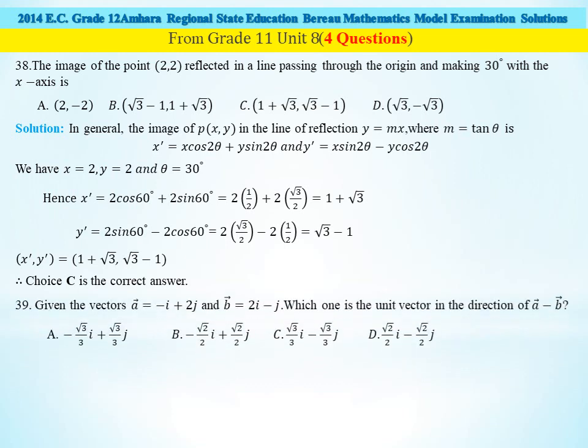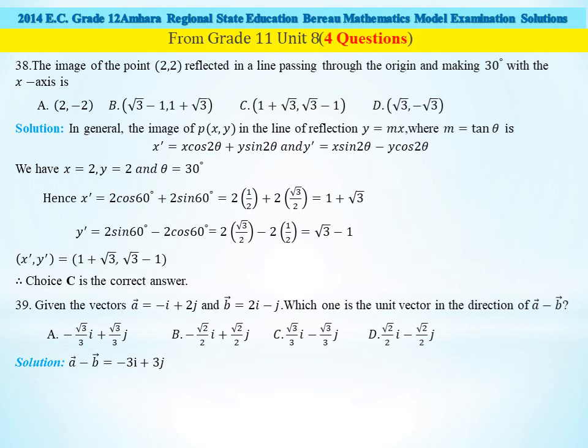Question number 39: given the vectors, vector a is this one and vector b is this one, which one is the unit vector in the direction of vector a minus vector b? So both vectors are given. In the direction of vector a minus vector b, a unit vector is what is asked. So first find vector a minus vector b.